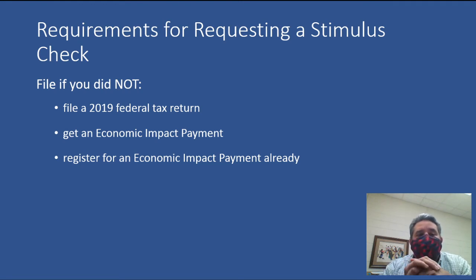The IRS says you can file this form if you did not file a 2019 federal tax return. You can file the form if you did not get an economic impact payment already, or a stimulus check. You can file this form if you did not register for the economic impact payment already. So if you've not already done this process, you can do this. If you've not gotten a payment, a stimulus check yet, you can do this. And if you've not filed your taxes for 2019, you can do this. So, to make sure that that's all clear.